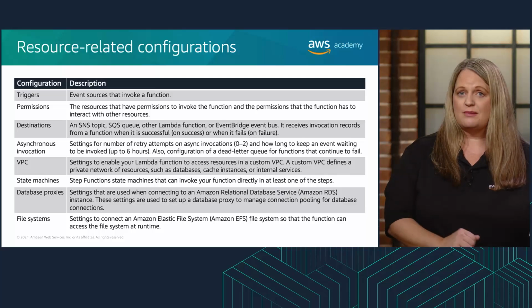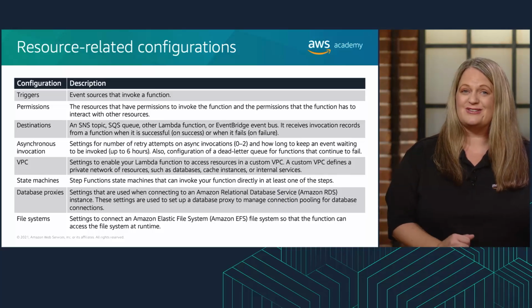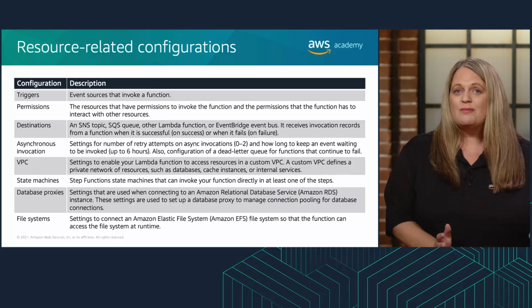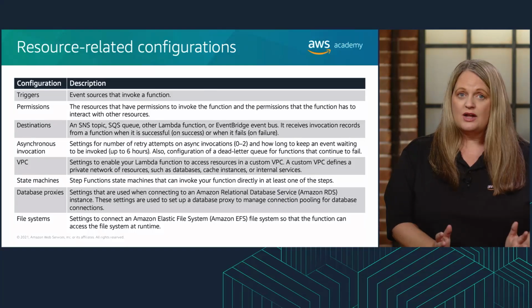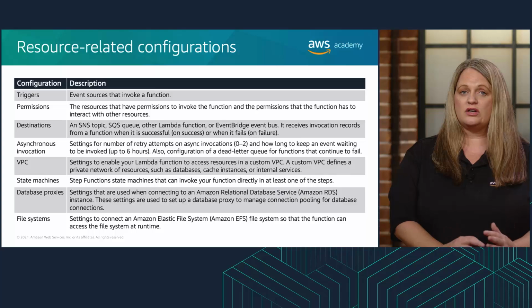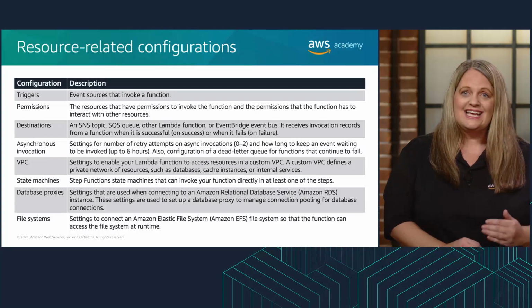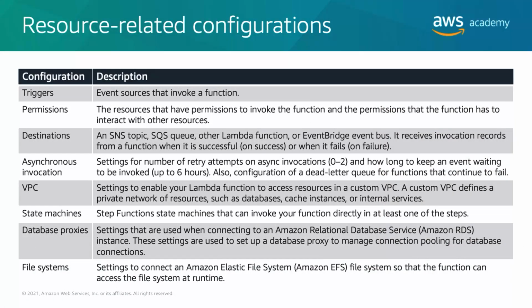Lambda offers several resource-related configurations, such as how Lambda interacts with other AWS resources to adapt to different use cases. For example, you might need to connect to a virtual private cloud or VPC, an Amazon Relational Database Service, also called Amazon RDS, instance, or an Amazon Elastic File System, also called Amazon EFS, file system.